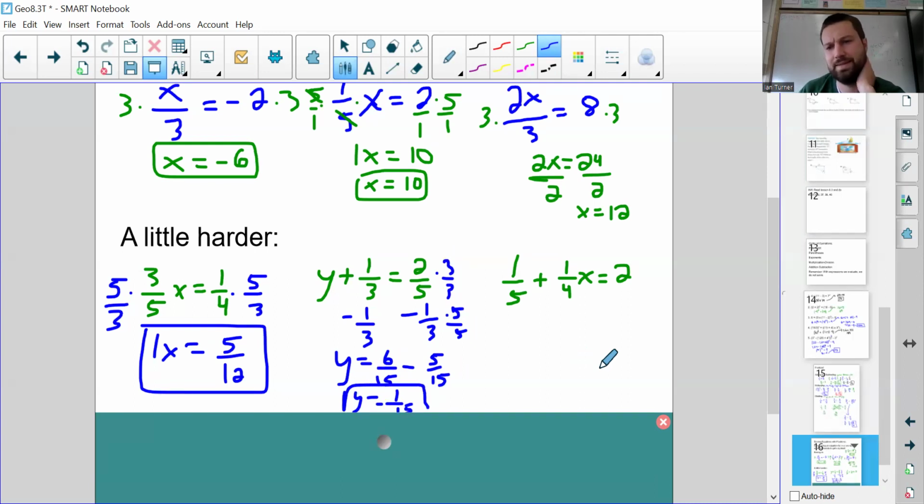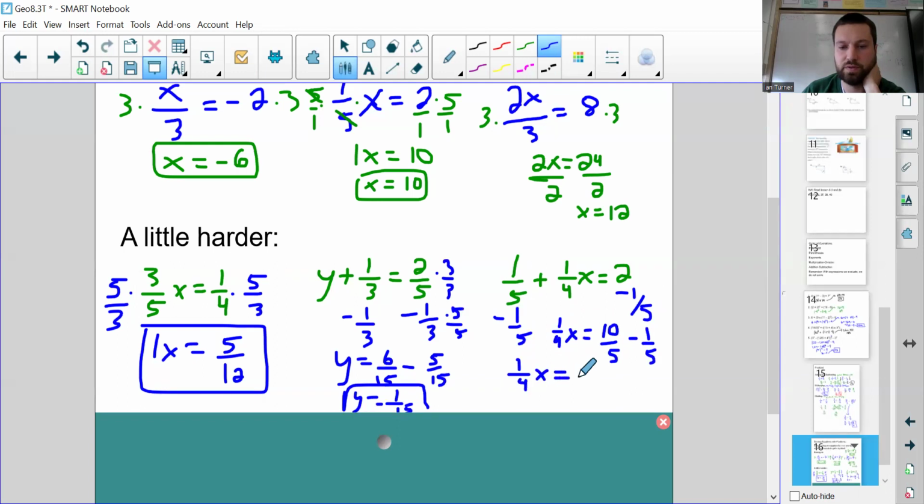Nice. Okay, now we got another two-stepper. First thing we got to do is subtract a fifth. If we turn a whole 2 into fifths, we get 10 fifths, right? Now we got a quarter x equals 10 fifths minus 1/5.